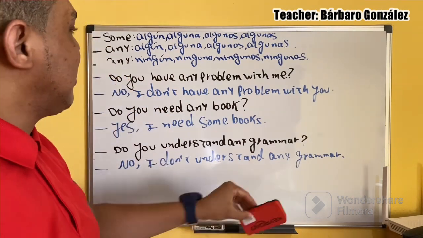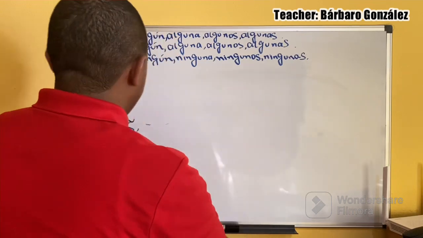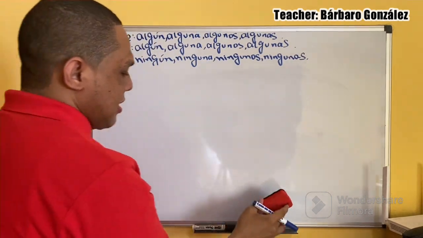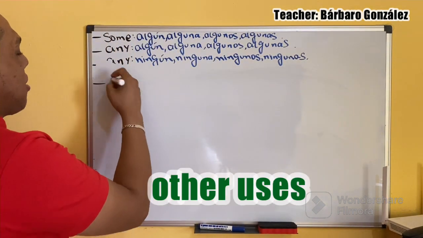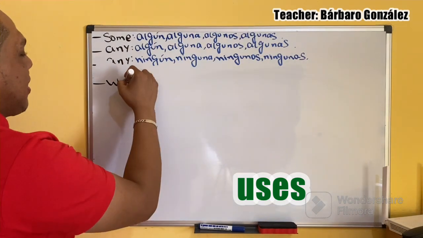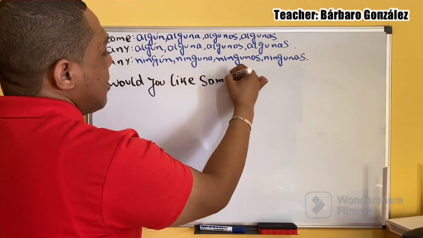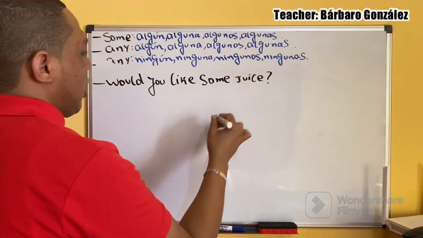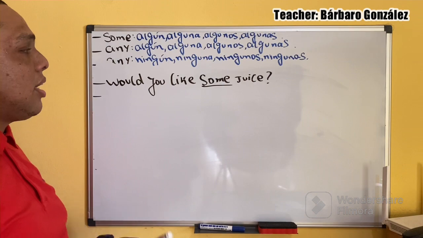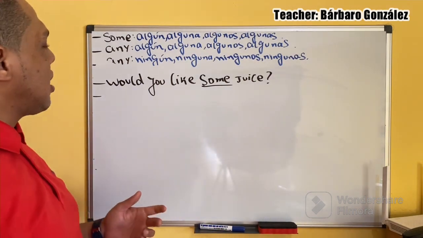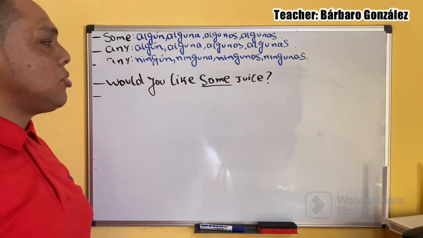Or if I answer by saying no, then I have to use any in this case, right? But there are some other uses that we have to take into account and know. For example, sometimes you will find some in interrogative sentences, for example, questions like this: would you like some juice? Would you like some juice? And look, this is a question, but we can also use some in it. Why? Because if we focus only on the verb, then we can use some. For example, would you like some juice?